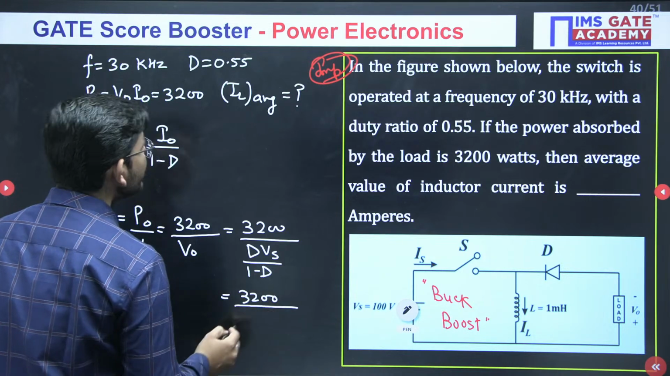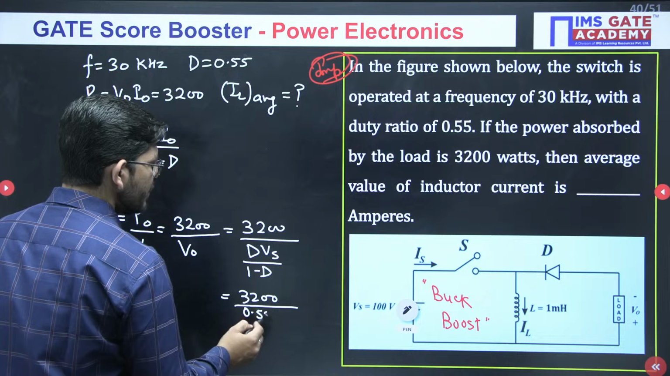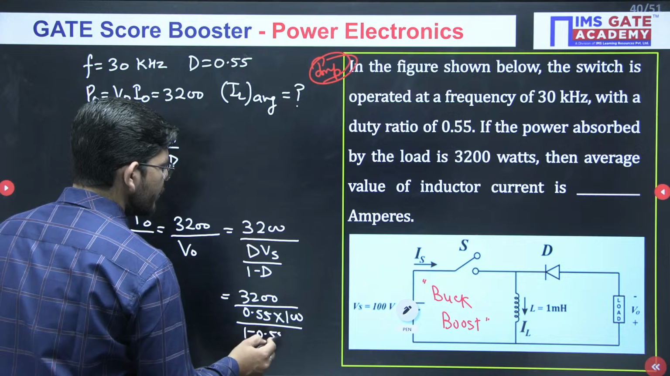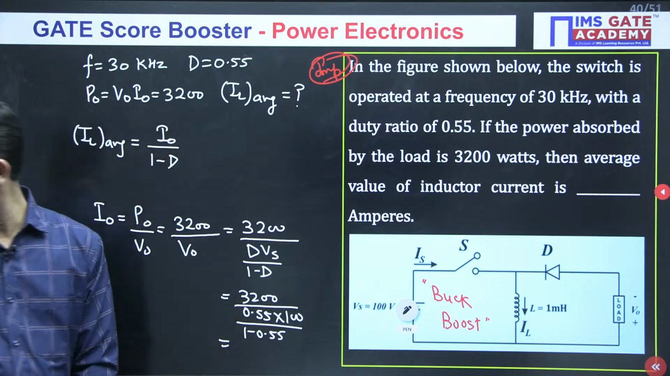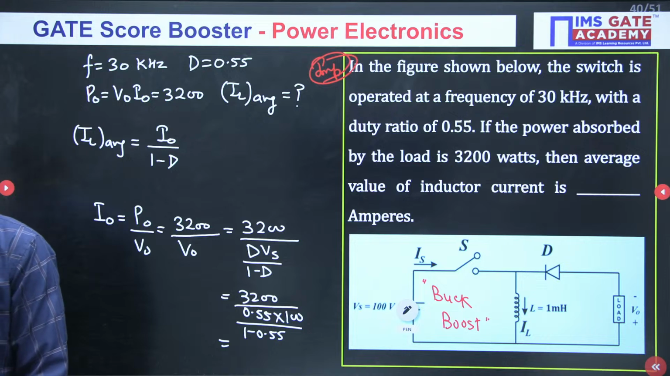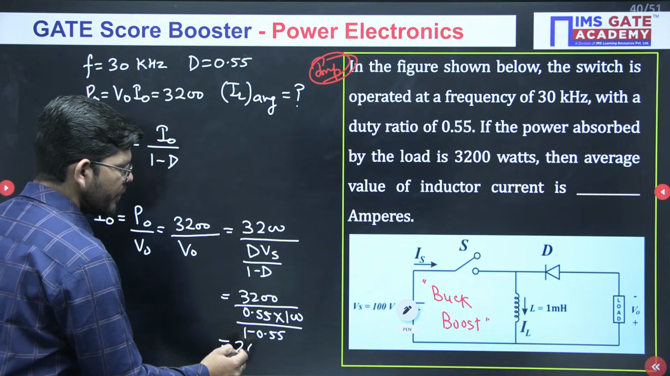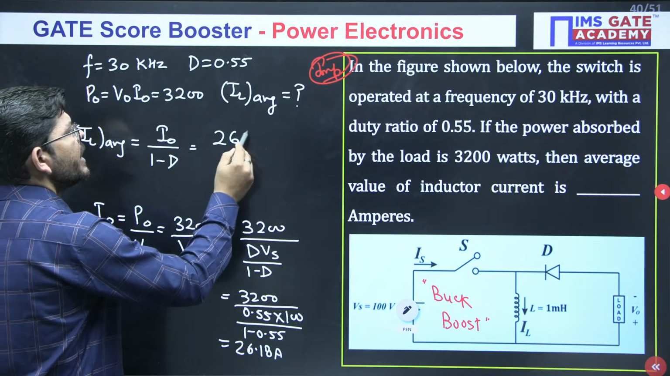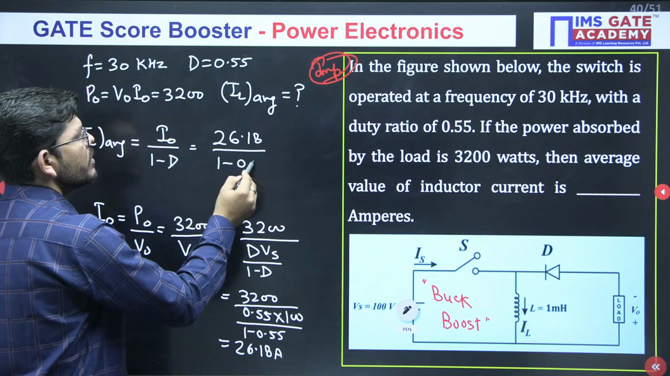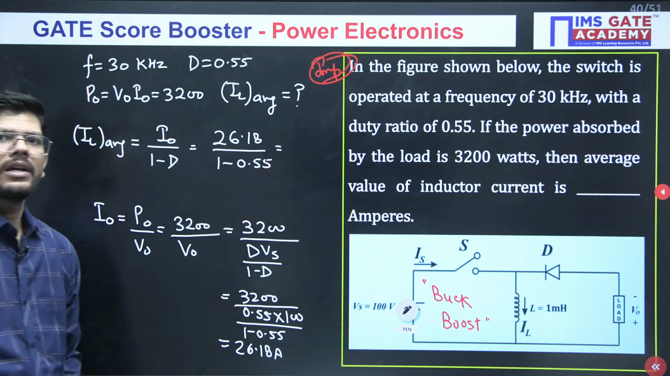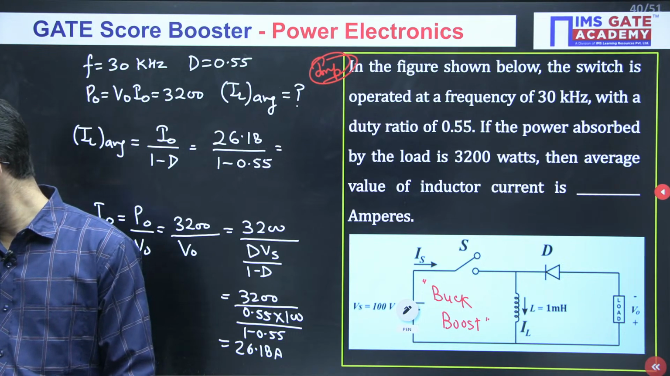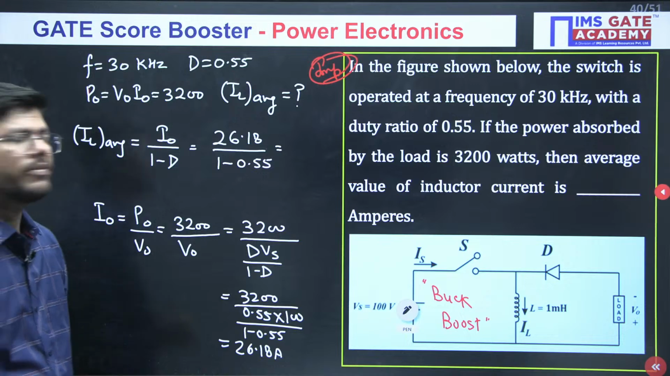200 upon, what is D? 0.55. So 0.55 into Vs, which is 100, upon 1 minus 0.55. When you solve it finally, you will get an I0 value of 26.80 amperes. When you have this value, come back here and put the values here as well. What answer will you be expecting here? IL average will be 58.18.